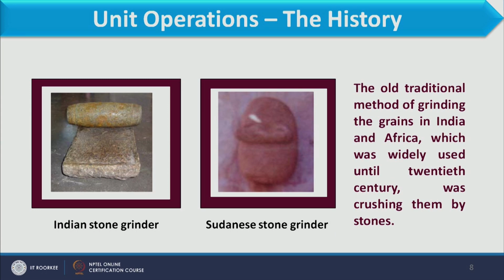The old traditional method of grinding the grains in India and Africa, which was widely used until the 20th century, was crushing them by stones. So here you see 20th century data is available, and since many times back we have been using these stones to crush the material. So here you can say that we have been using unit operations since many decades. However, in 1916 it appears first in the literature as far as industrial application is concerned. So that was about the history of unit operations.